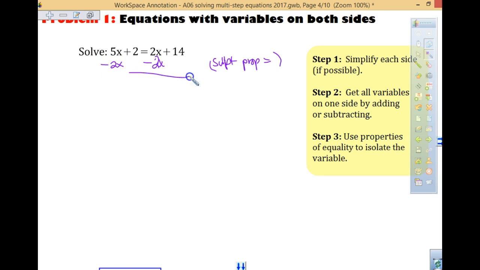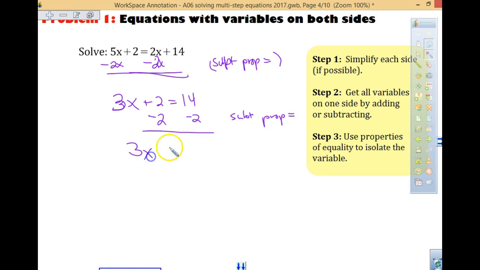And most of you are going, oh yeah, I remember how to do this, right? And you get 3x plus 2 is equal to 14. And Caden, my next step? Then you take minus 2 and minus 2 from 14. Yep, again, subtraction property of equality. And what did you get when you do that? 12. So 3x is 12. And Micah, if I'm solving, what do I do next? Divide by 3. And I get my answer, x is 4.